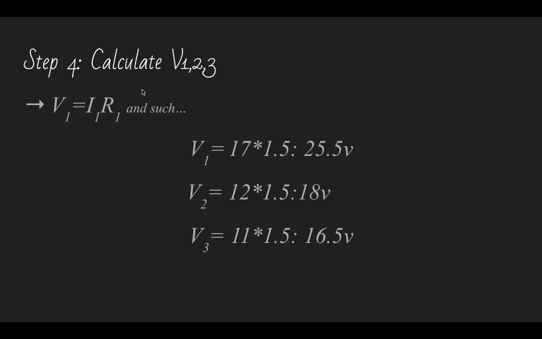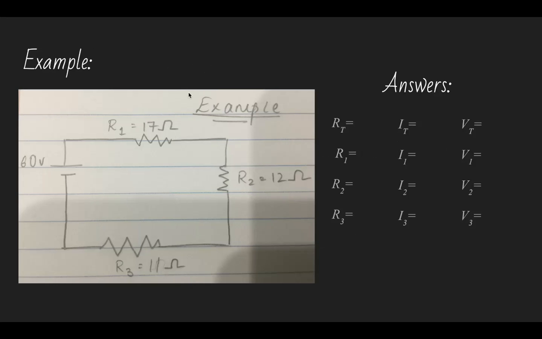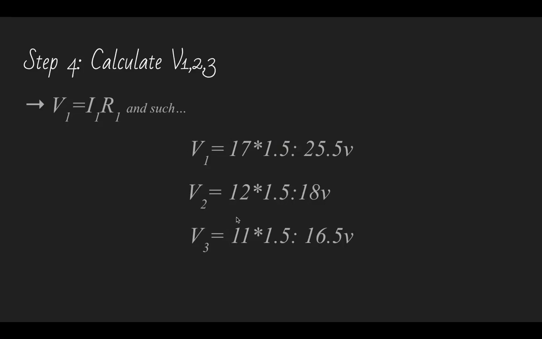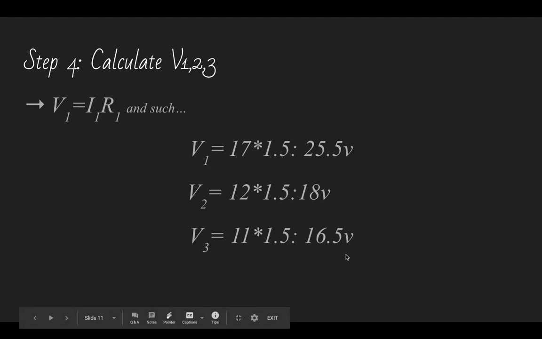Now, this leads us to our last and final step. This is because we have RT, R1, R2, R3 all given, or RT solved through the given R values. We have IT, which we solved using RT and VT, and we have I1, I2, and I3 because IT equals all of these. And now we only have to solve for V1, V2, and V3, which can be done using Ohm's law. By doing so, you get V1 as 25.5 volts, V2 as 18 volts, and V3 as 16.5 volts.